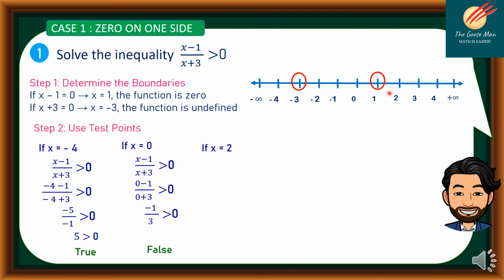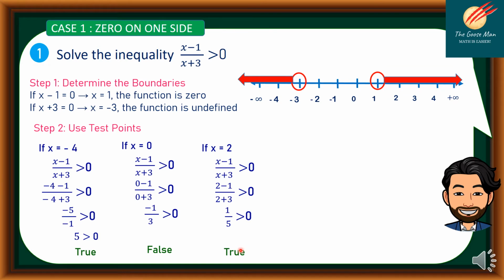Next, if we go beyond positive 1, say for instance x is equal to 2. Again, use the original expression, or inequality. I have here (2 minus 1) over (2 plus 3). In short, 1/5 is greater than 0. So therefore, this is actually true. Now, since I know already my boundaries as well as the area covered within the inequality, I can say that here.